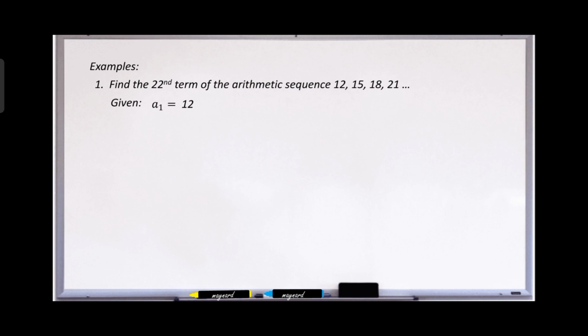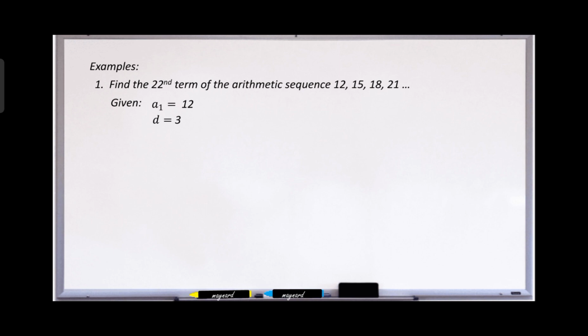Let us have some examples. Number 1, find the 22nd term of the arithmetic sequence 12, 15, 18, 21. So given that, it is an infinite arithmetic sequence. Our given first term is equal to 12. Okay, so d is equal to 3.